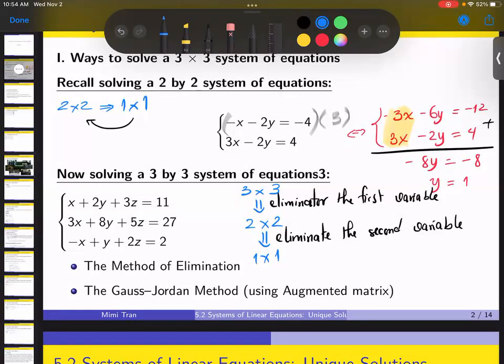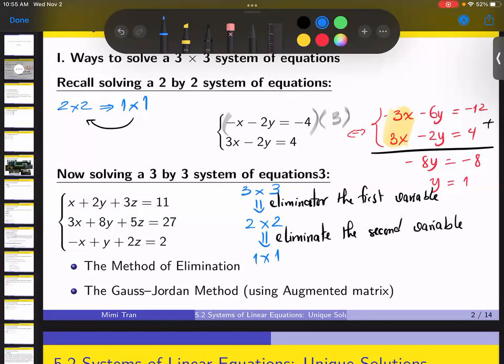One by one. Now, what do I do once I have a variable solved for? What do I plug back? Plug it back into your 2 by 2s. Do I plug back into the original or do I plug back into the 2 by 2? 2 by 2, right? Now, why do I plug back here?